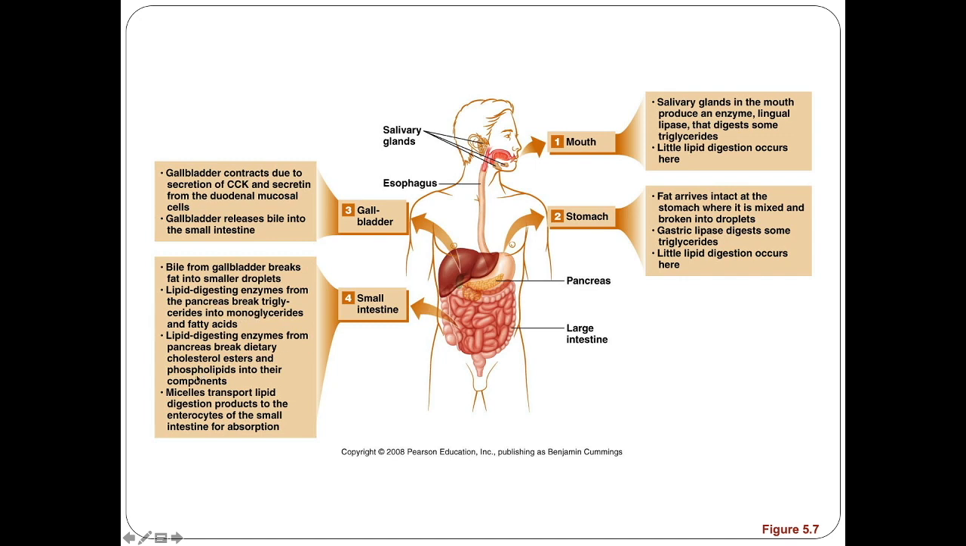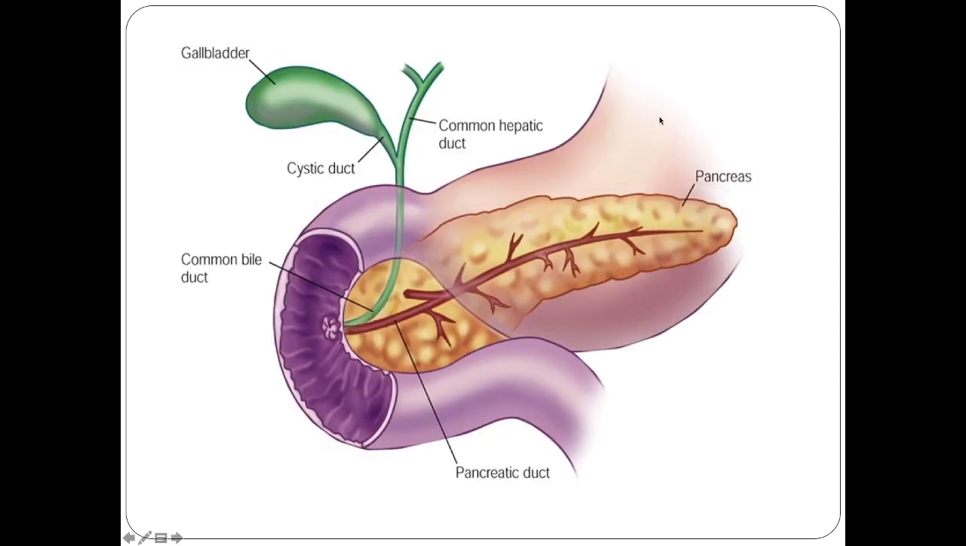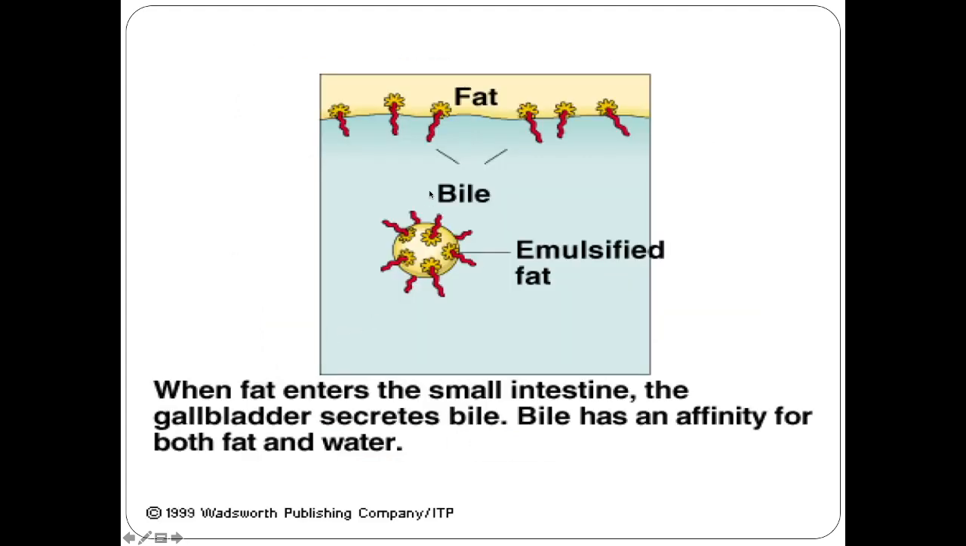These digested fats are then taken up by micelles and are transported into the enterocyte or small intestine lining cells. So the way that this happens is, say you have a fat globule in the watery GI juices of your small intestine. The enzymes are in the water and they can't get at the fat because the fat is separated from them. So the gallbladder comes in and shoots its bile into the bile duct. And then the bile comes in and attacks the surface of the fat and grabs a blob of it and encircles it.